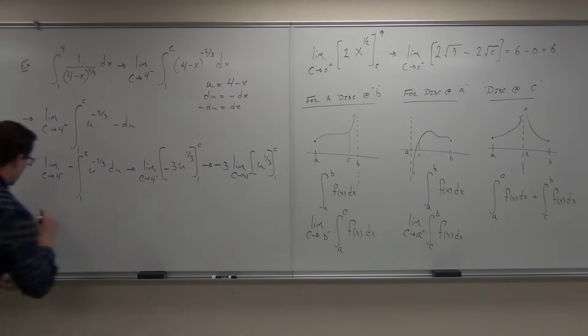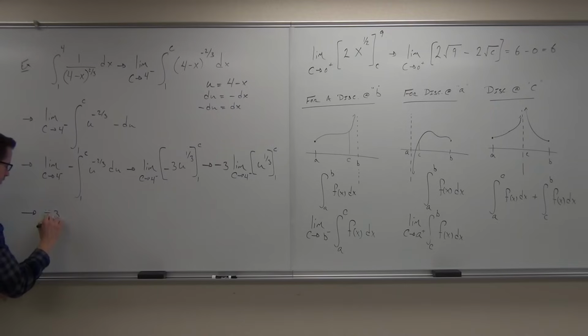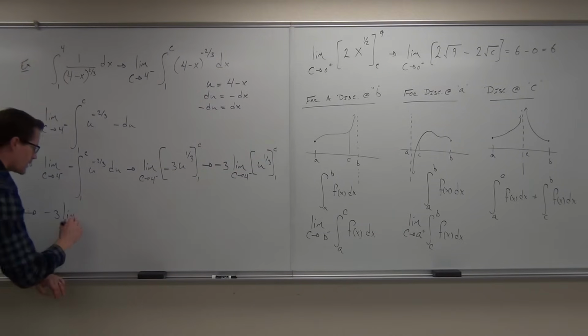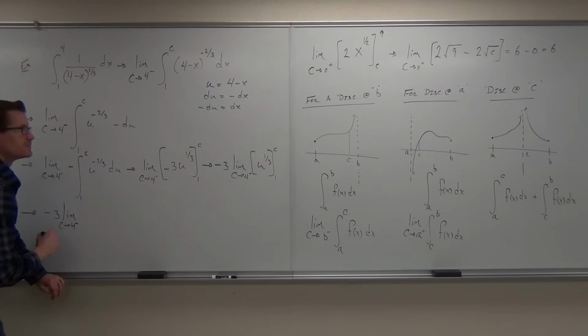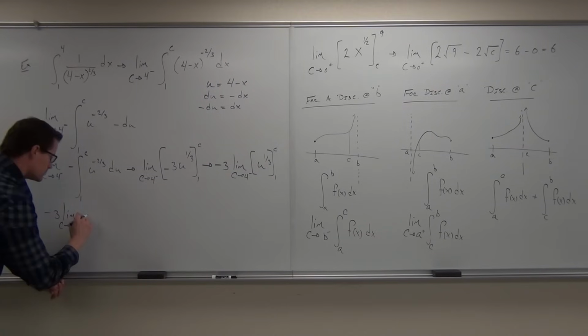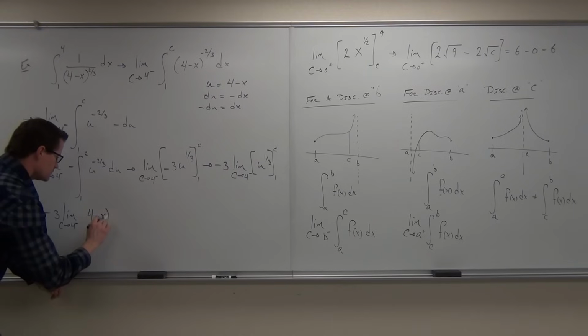So we're going to have to do -3 times the limit as C approaches 4 from the left-hand side of what's it going to look like? 4 minus x to the 1/3.